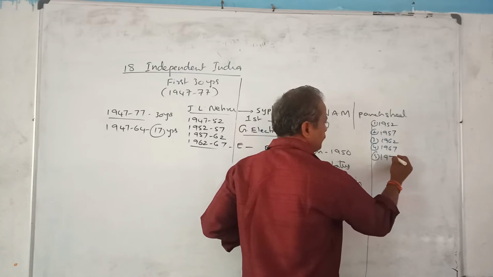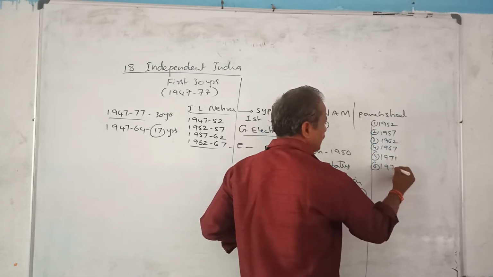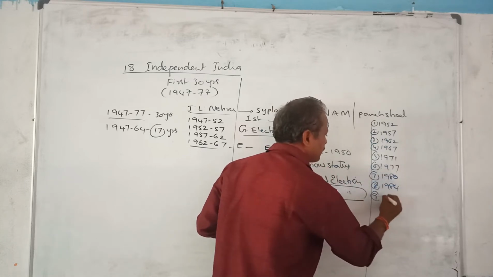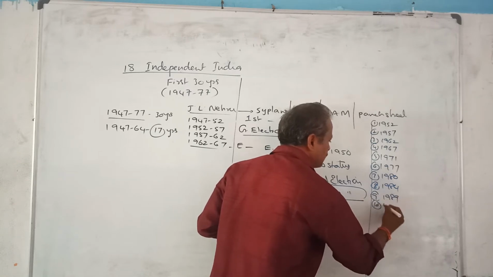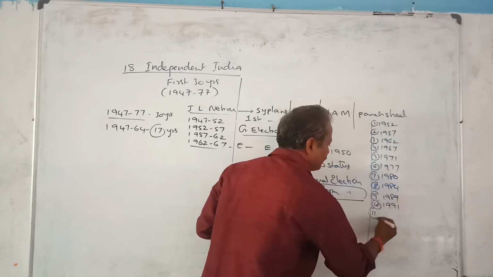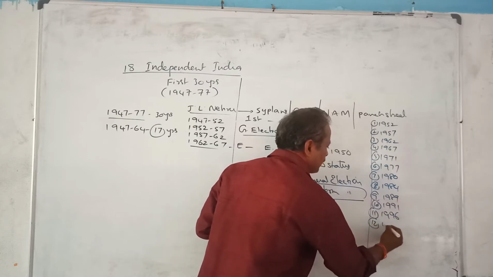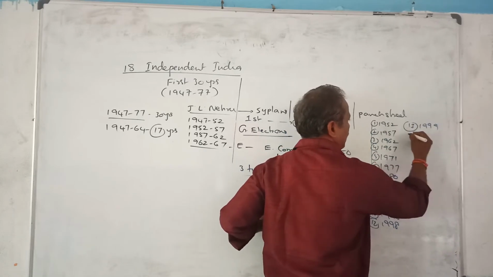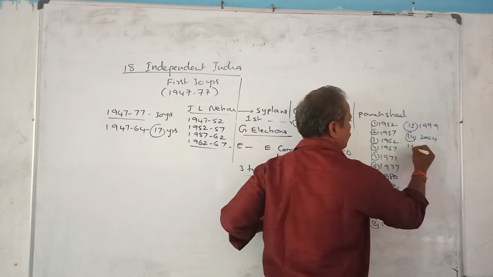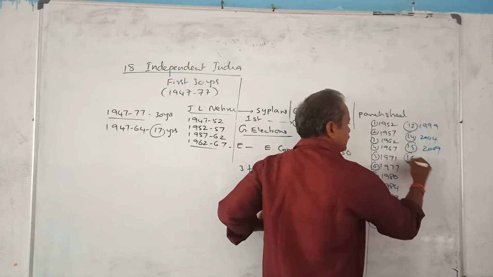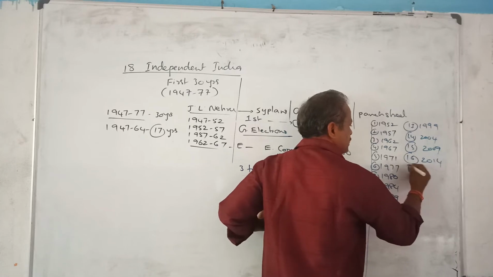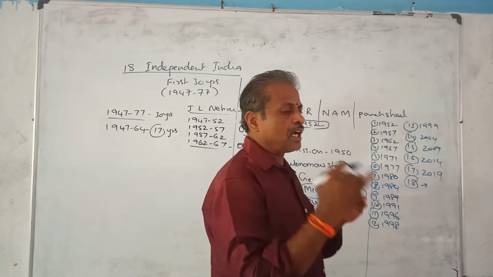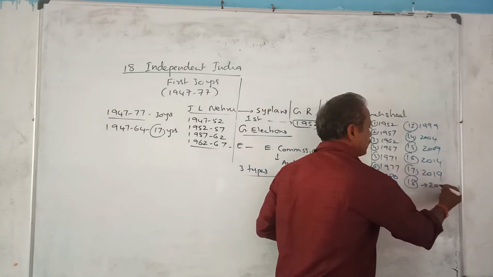fifth time 1971, sixth time 1977, seventh time 1980, the eighth time 1984, ninth time 1989, 10th election 1991, 11th election 1996, 12th election 1998, 13th election 1999, 14th election 2004, 15th election 2009, 16th election 2014, and the 17th election 2019. The 18th election is going to be held approximately in 2024.